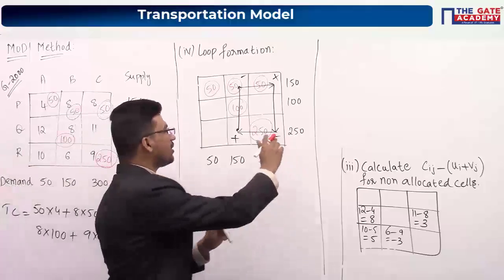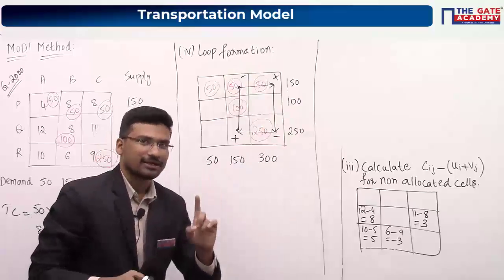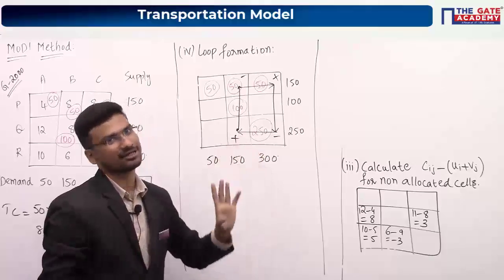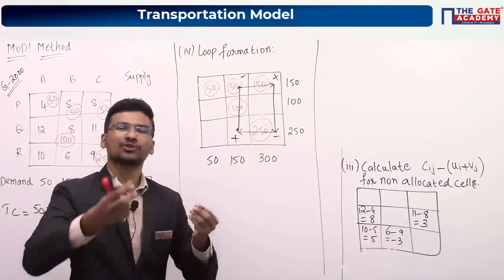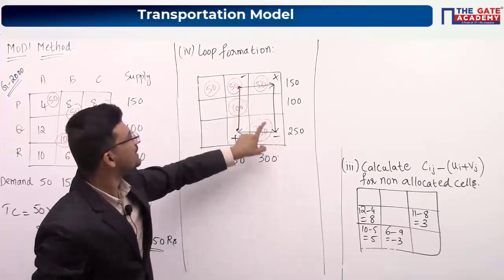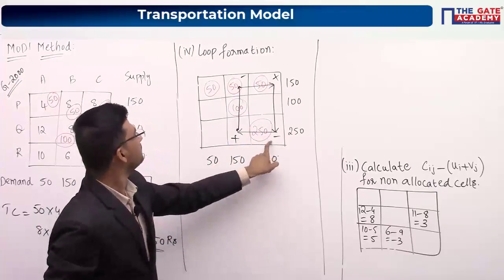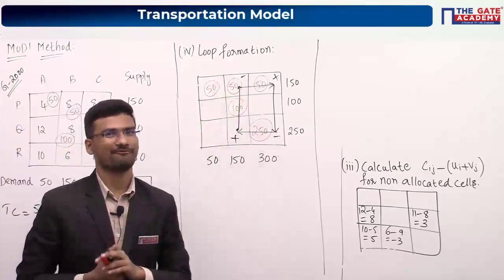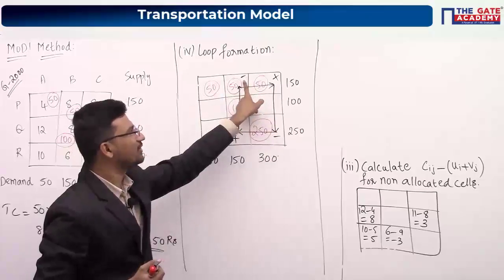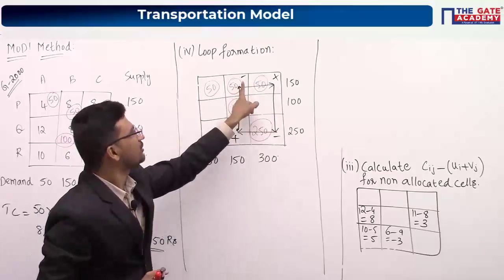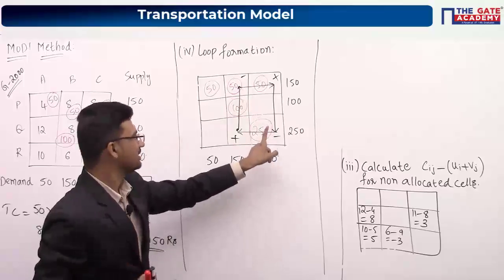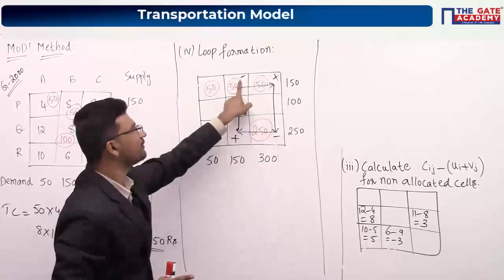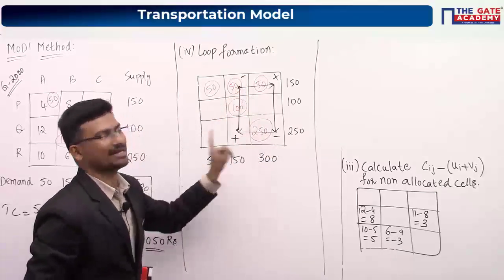Okay. So now alternatively we have kept plus and minus, right? Now we have to decide how many units we have to add in this particular cell. To decide that, from these two cells you can subtract. From among these two cells, what is the minimum value? 50 is the minimum value. So you have to take this minimum value. I am repeating again: you have to look at the negative cells. These two are negative cells. Among the negative cells, what is the minimum value? 50. Now you have to add 50 here.